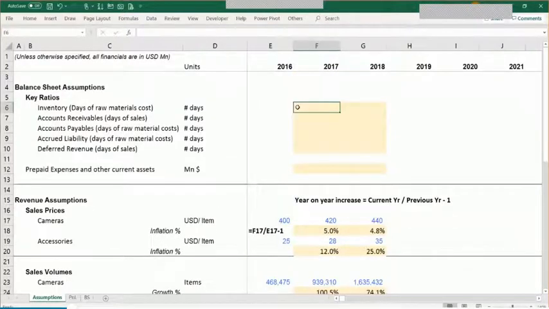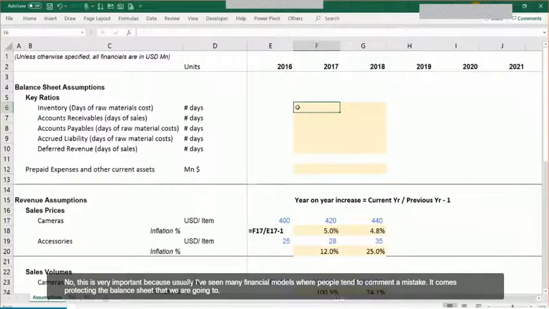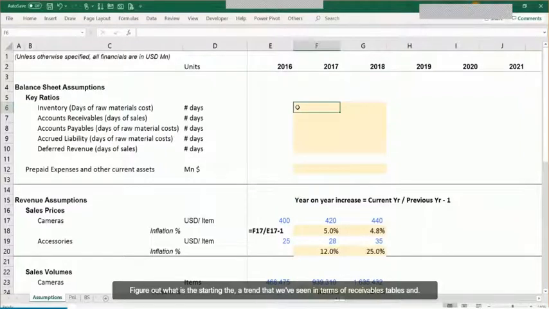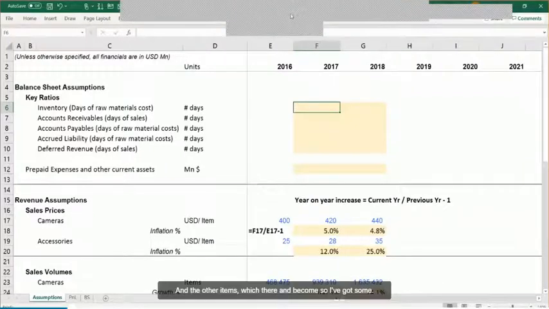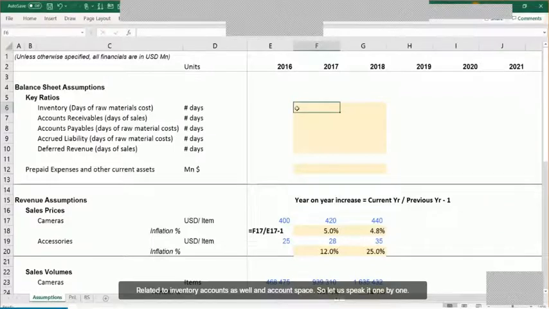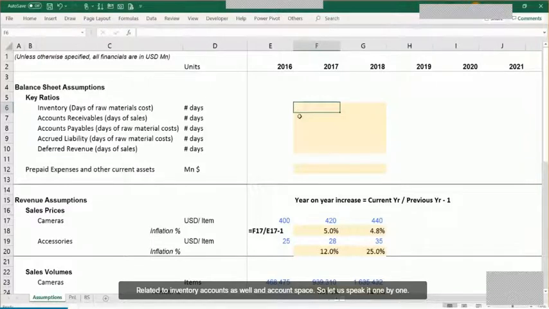Now, this is very important because usually I've seen many financial models wherein people tend to commit a mistake in terms of projecting the balance sheet items. So we are going to first of all figure out what is the historical trend that we have seen in terms of receivables, payables, and the other items which are there in the company. So I've got some balance sheet assumptions related to inventory, accounts receivable, and accounts payable. So let us pick it one by one.